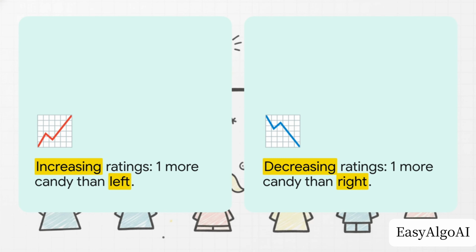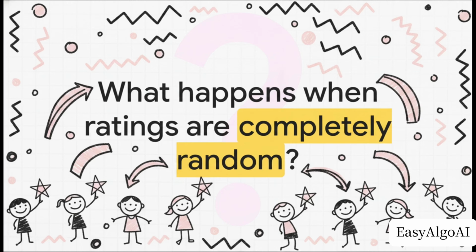Now that we've completely mastered those simple patterns of strictly increasing or strictly decreasing arrays, it is time to face the complex case. In the real world, and especially in tricky algorithmic challenges, arrays are rarely so neat. So what happens when ratings are completely random? How do we handle a completely non-uniform distribution? I mean, a child might have a higher rating than both of their neighbors, neither neighbor, or maybe just one. This makes our distribution logic significantly harder to track in our heads.